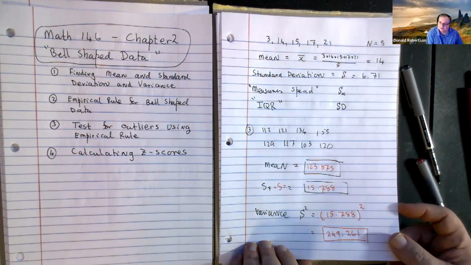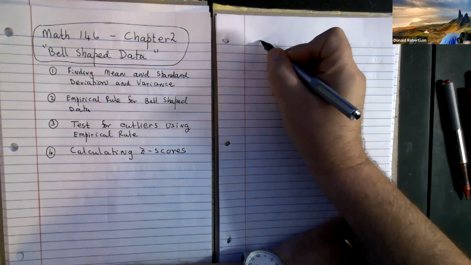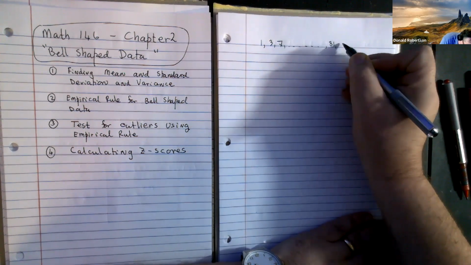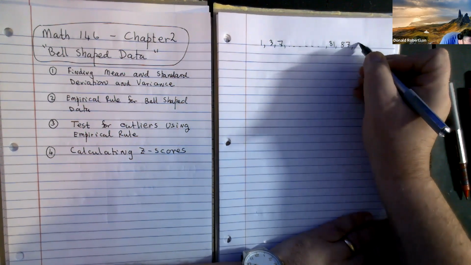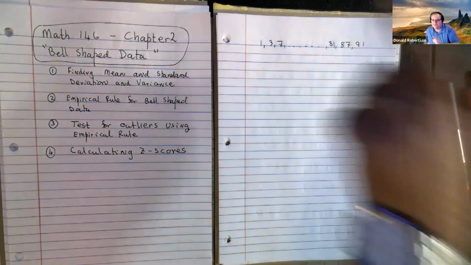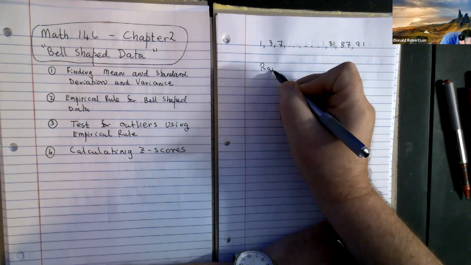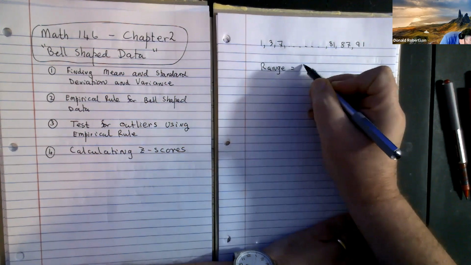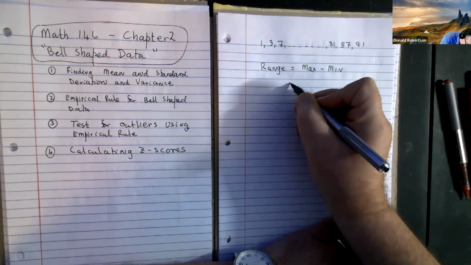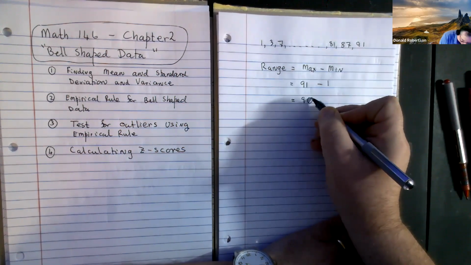So far, so good. Now, imagine I have the numbers 1, 3, 7, a whole load of other numbers, 81, 87, 91. Maybe there's 50 numbers there. There is a guy called range, and he is the maximum, the biggest number, take away the minimum, the smallest number. So in this case, 91 take away 1 gets you 90.